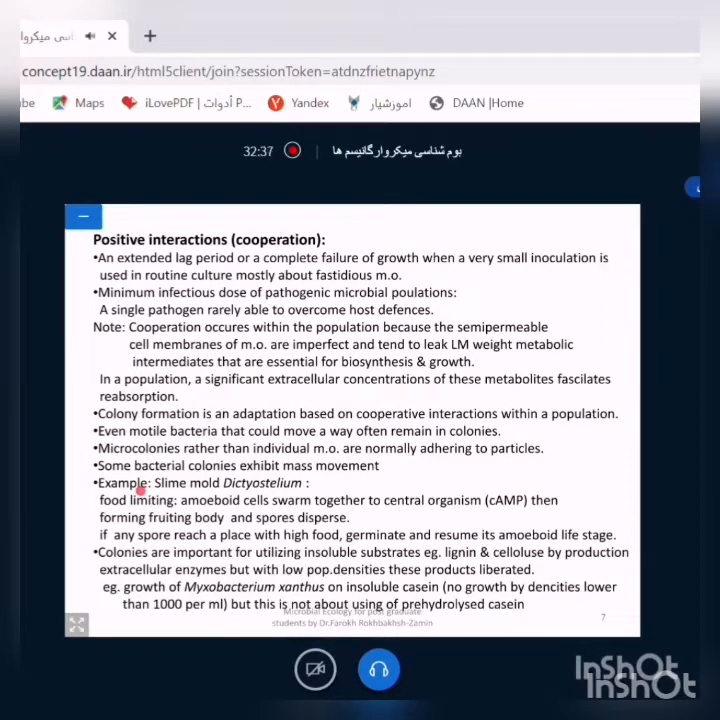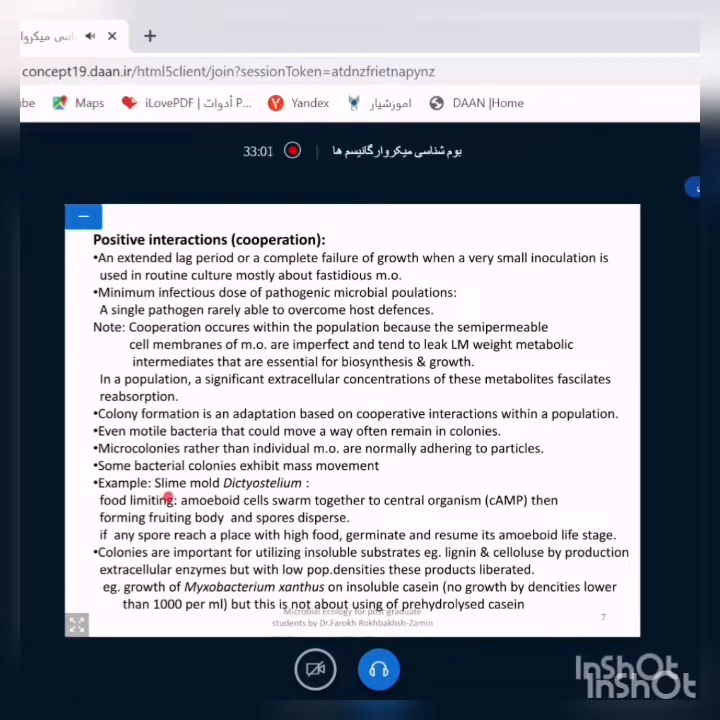So it shows that to be in a group in a colony, to go in a group, has positive interactions. There is a cooperation. It is beneficial. They like it.